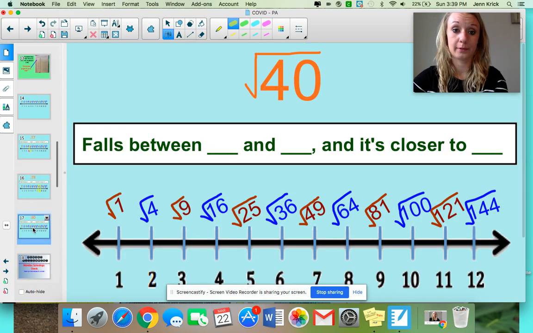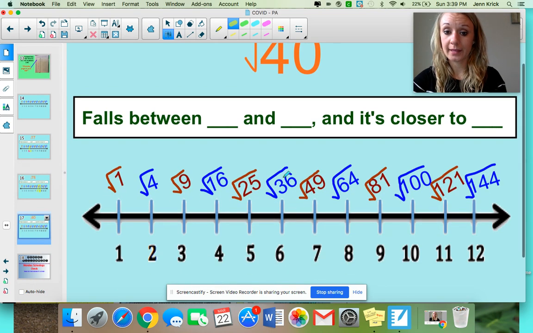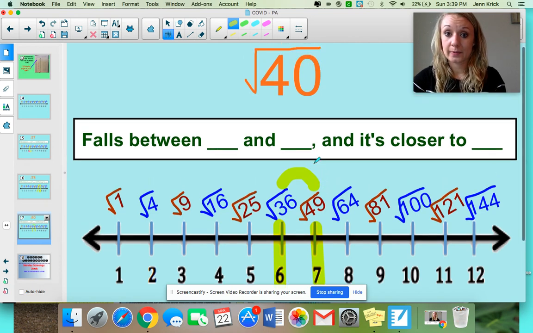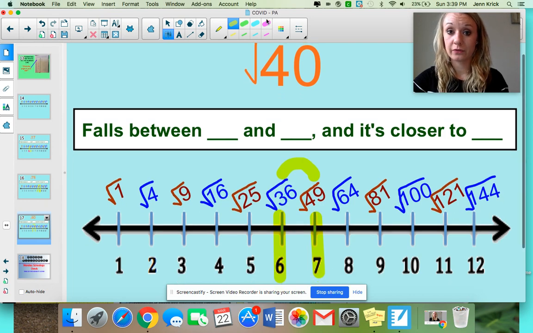All right, one more example. If I'm looking at the square root of 40, look through your number line, where does it fall? And I see that the square root of 40 would fall between 6 and 7 because 40 falls between 36 and 49. But your last part is, okay, does 40 fall closer to 36 or does 40 fall closer to 49? And hopefully we can see that it would fall closer to the square root of 36 because it's only 4 away. Therefore, it's going to be closer to your integer 6.